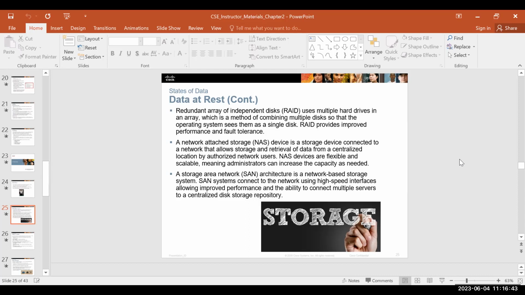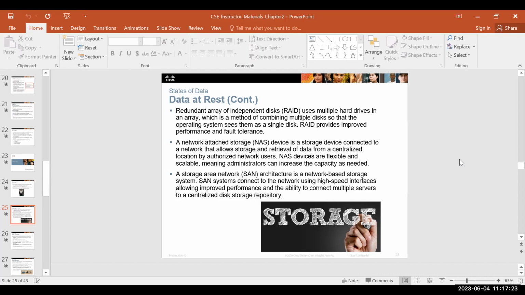Network attached storage is a storage device connected to a network that allows storage and retrieval of data from a centralized location by authorized network users. As I explained earlier, in a client-server architecture, we have a central server where all the data is stored. In that case, we have this network attached storage. NAS devices are flexible and scalable, meaning that administrators can increase the capacity as needed.